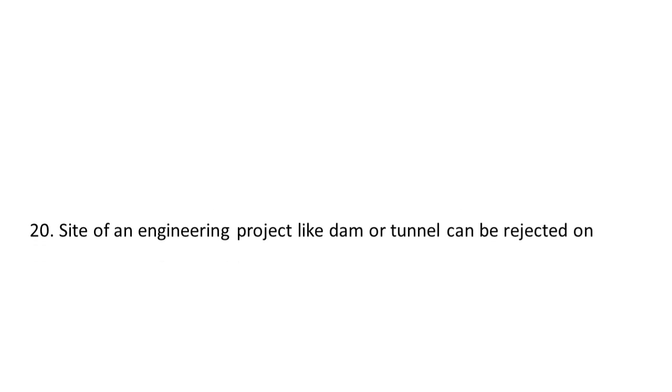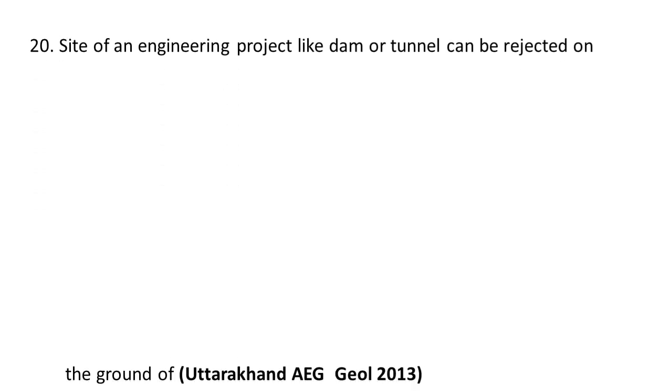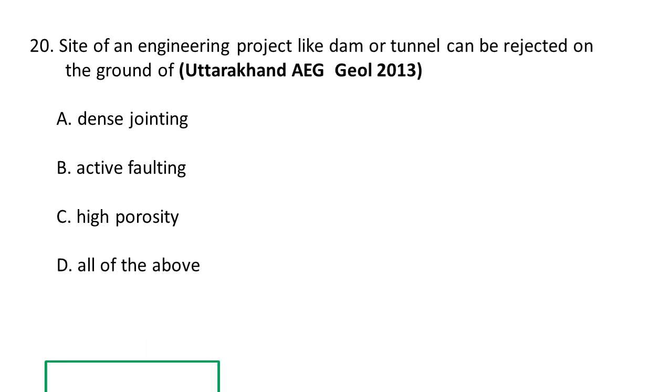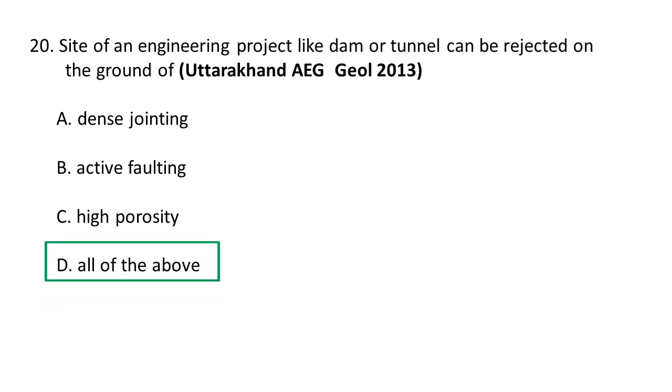Next question. The site of an engineering project like a dam or tunnel can be rejected on the ground of A. Dense jointing, B. Active faulting, C. High porosity, D. All of the above. An engineering project like a dam or tunnel can be rejected on the ground of dense jointing, active faulting, and high porosity. So D is the correct option.